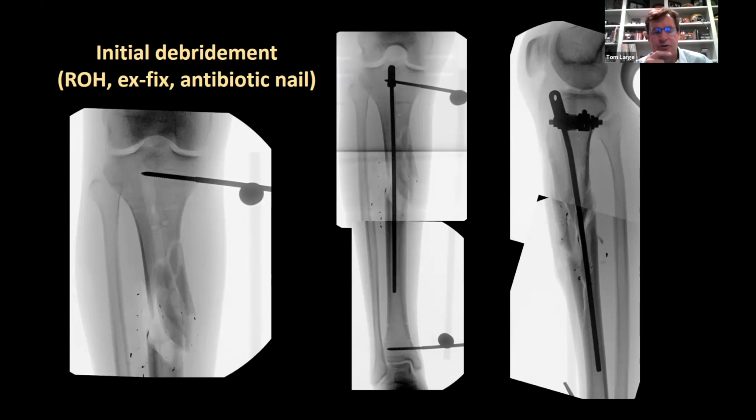And actually, one last question before we move on. How do you determine what stays and what goes in terms of that comminuted segment in the metaphysis there?